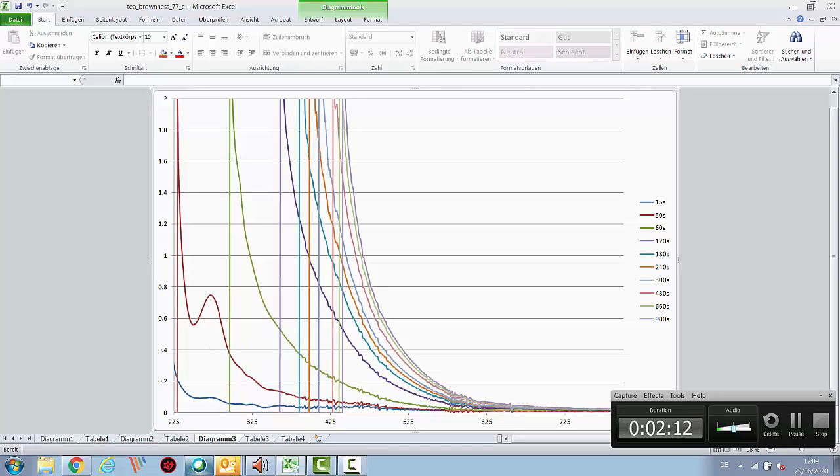If we look in the higher range, we see much the same thing happens. It goes up and eventually saturates. I've measured it for 900 seconds here because I was expecting it to take longer because we're at a lower temperature.